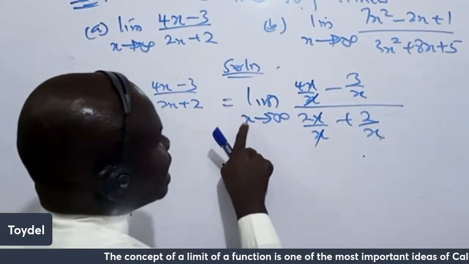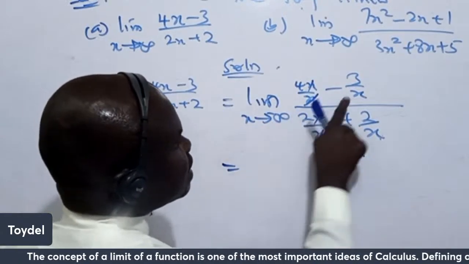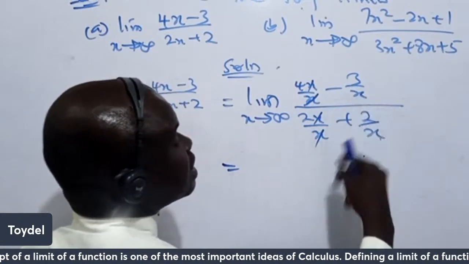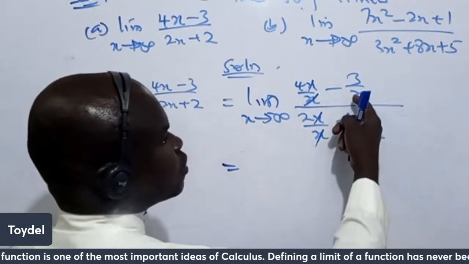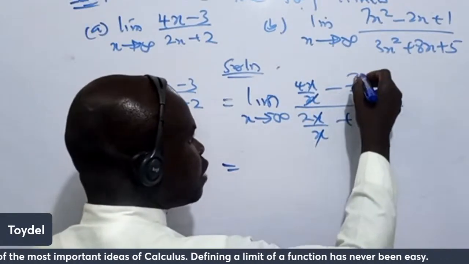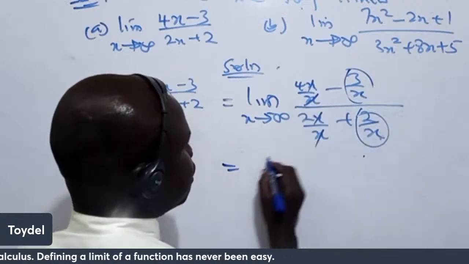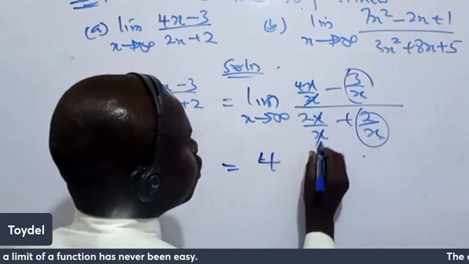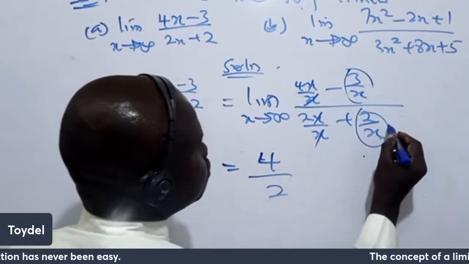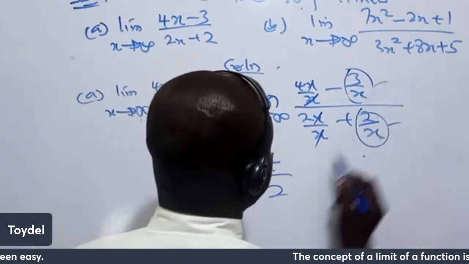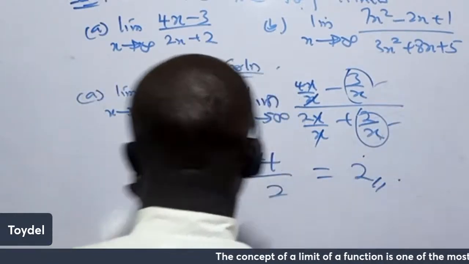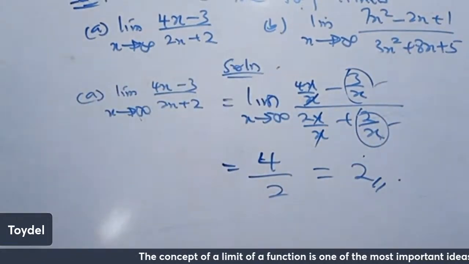Since we have limits as x tends to infinity, infinity is very large, so 3 divided by infinity will be 0. This other one will also give us 0. At the end of the day, x cancels x, and we are going to have 4 at the numerator, all over 2, because this will be 0 and this will be 0. So the final answer will now be 2. That is what we are going to get.